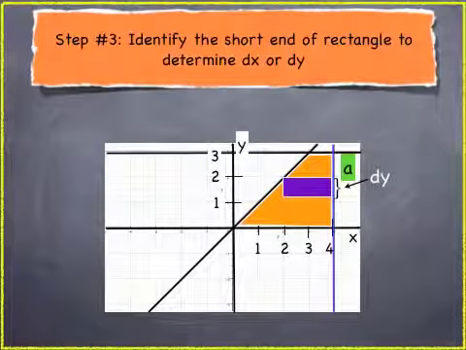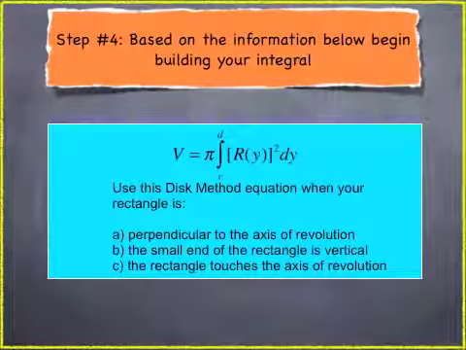Okay, so step 3. We want to identify the short end of our rectangle. That determines whether our integral is in terms of dy or dx. In this particular case, if you look at A, you'll see that I've identified that short end of the rectangle. Since it's vertical, it's going to be in terms of dy. That's key because that means everything in our integral is in terms of y, not x.